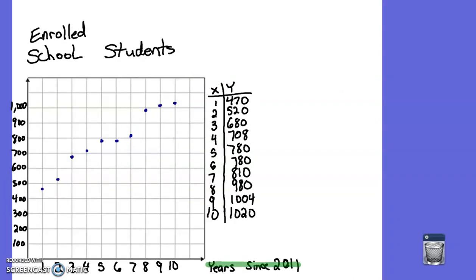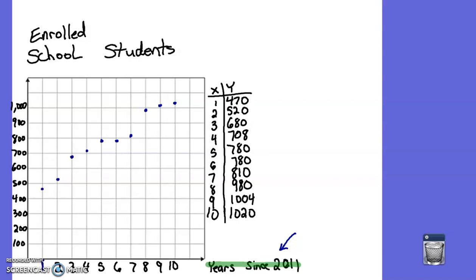Well, let's look at another scenario, where I took data from a school, again, since the year 2011. The first year since 2011 is actually talking about 2012. And then two years past it, 3 years past it, and so forth. So that's years since 2011.